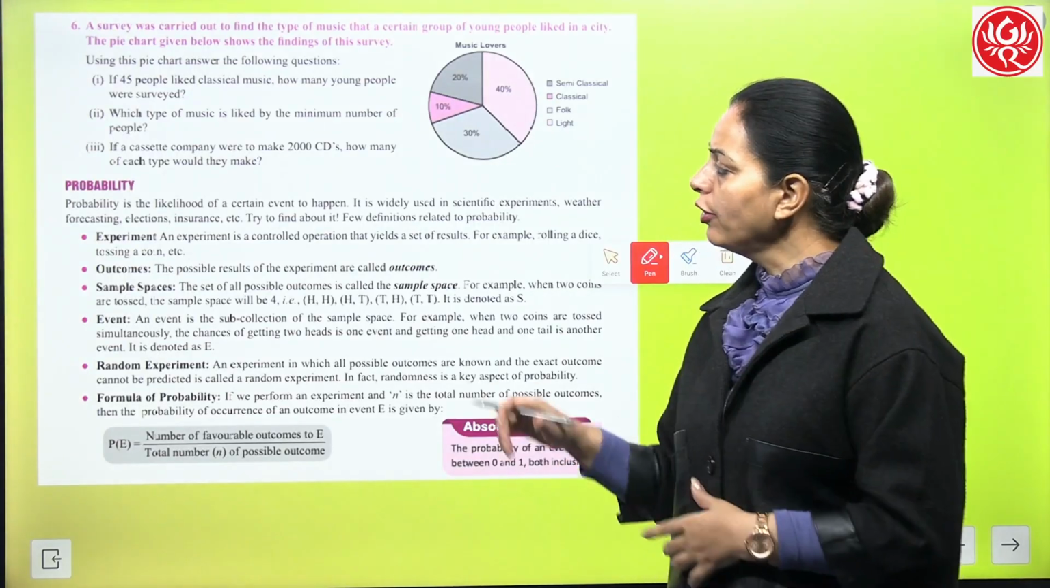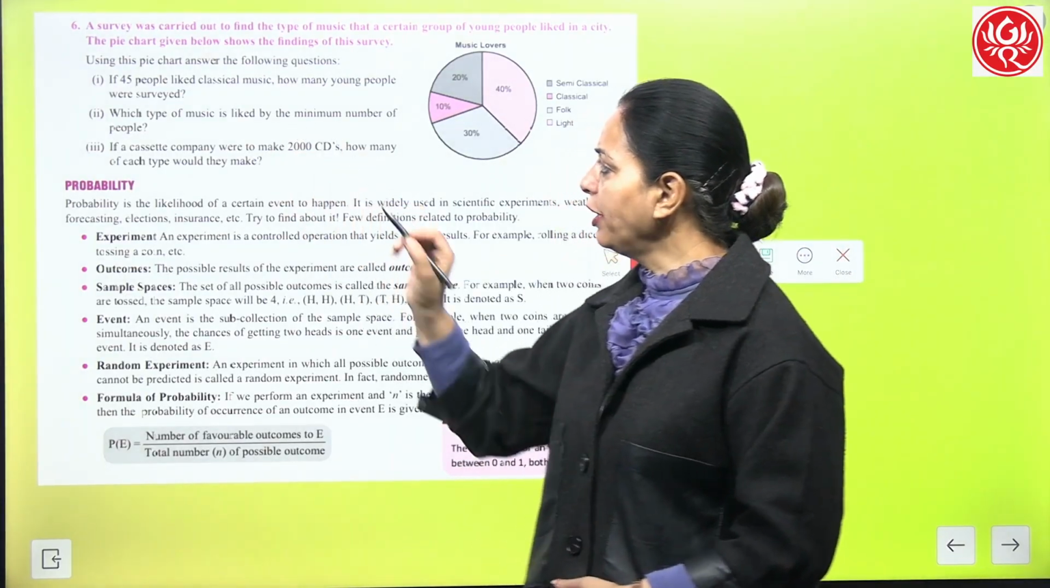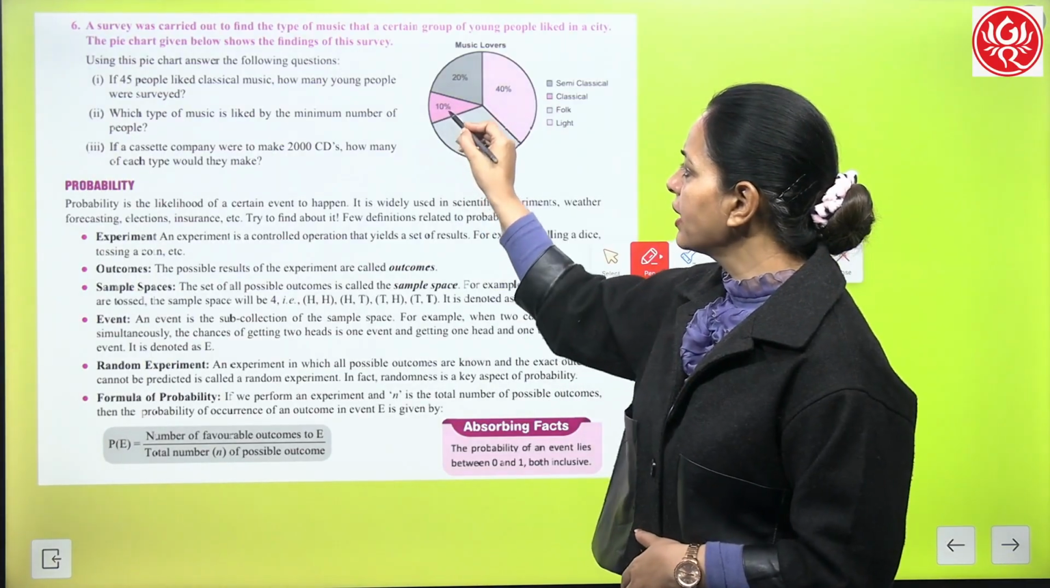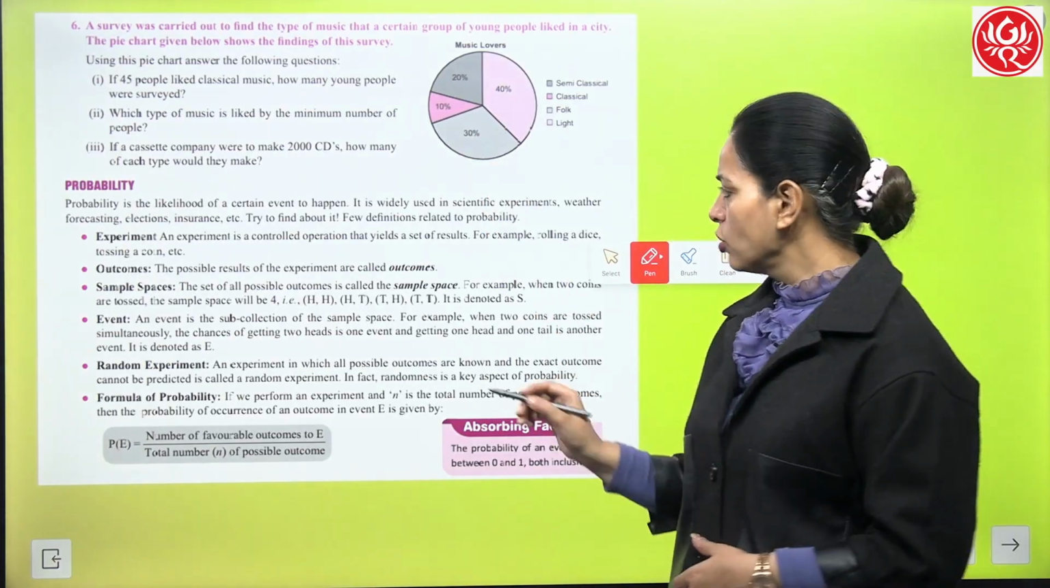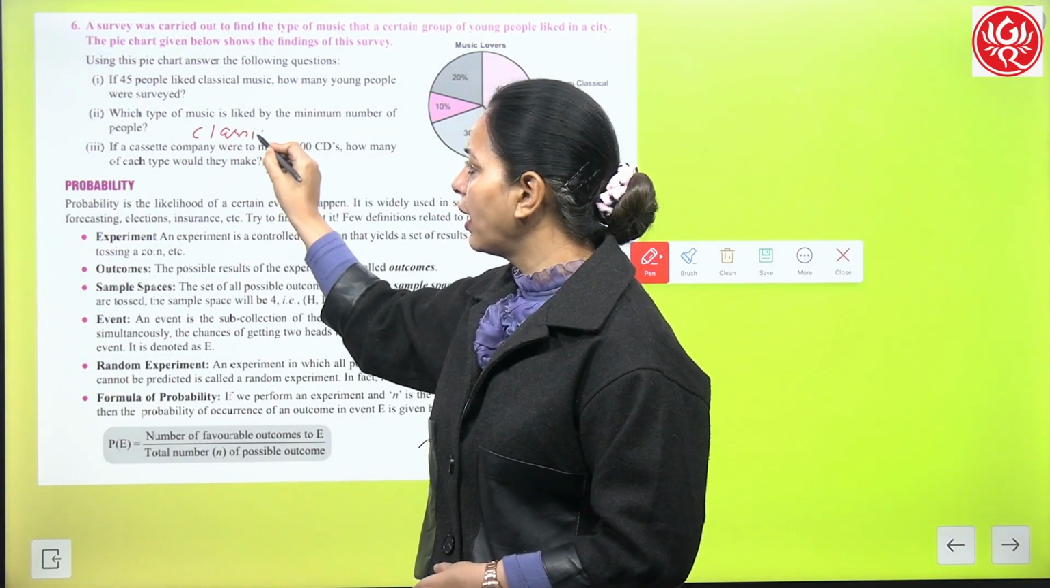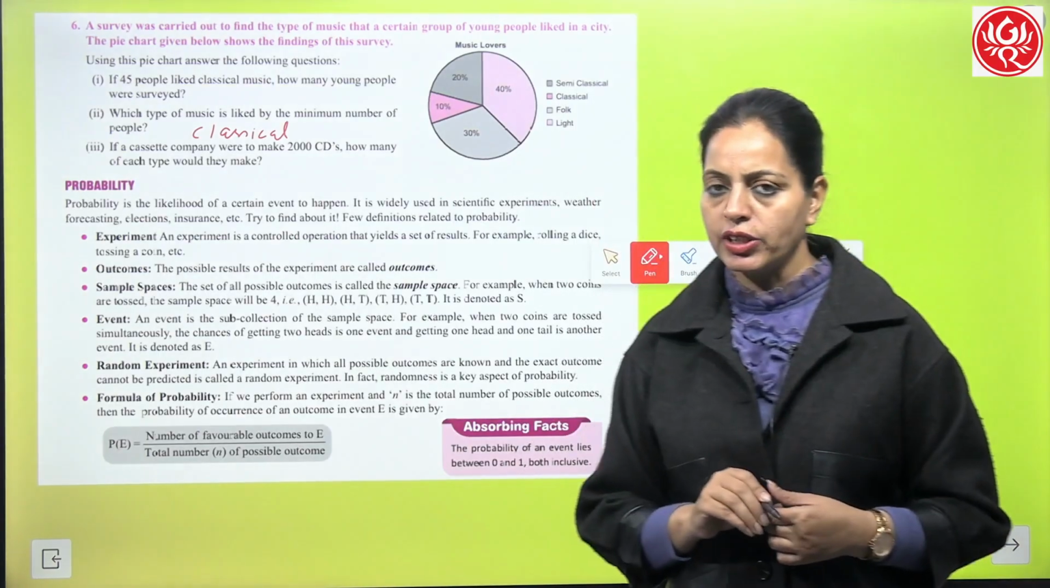Now the second one, which type of music is liked by the minimum number of people? So this is 10% classical, okay? So which type of music is liked by minimum number of people? That is classical music, right?